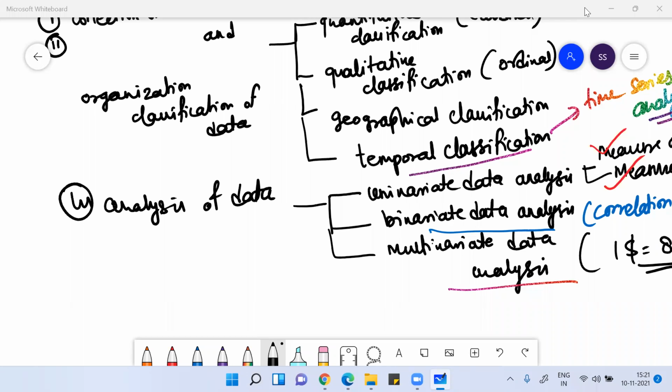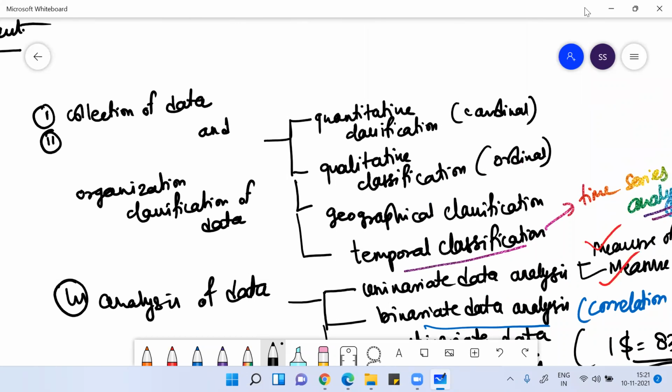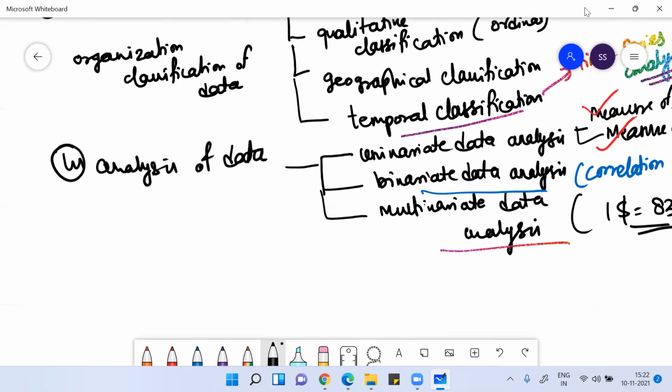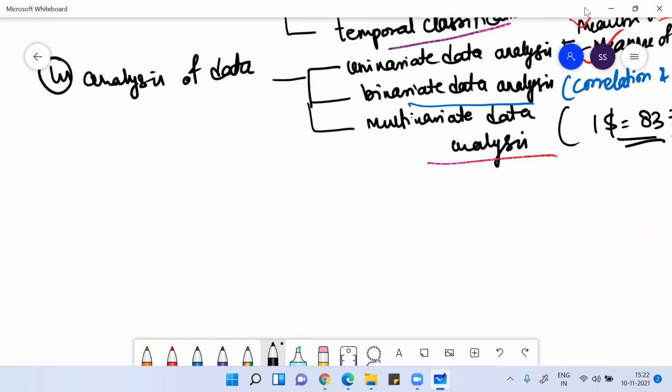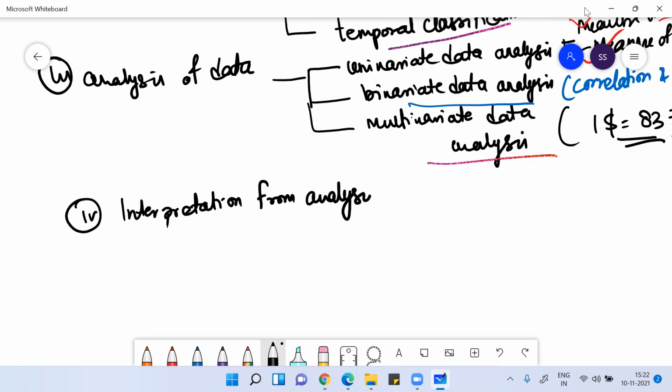So far we have discussed univariate, bivariate, and multivariate data analysis. Now, going further, once we understood collection of data, then organization and classification of data, and now the analysis part, then after the analysis, once you have done your required mathematical homework, the next thing you need to do is interpretation from the analysis of data.